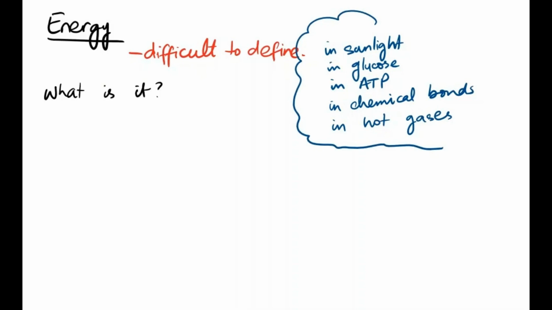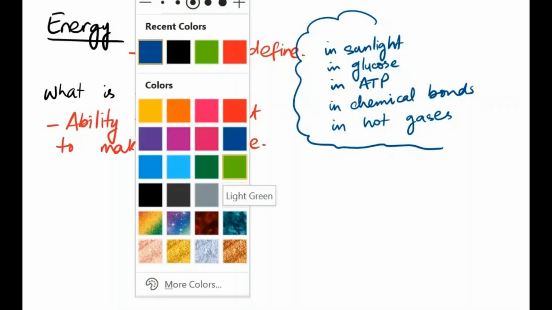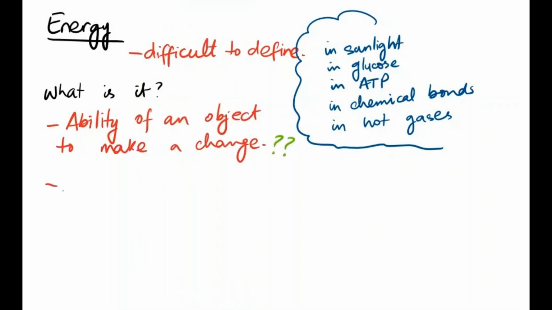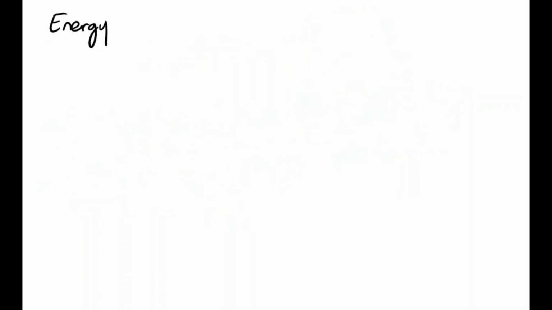So if we have to define it, we can define it as the ability of an object to make a change. Now, the ability of an object to make a change is also not so clear, in how we can understand this term. So we have another definition, where it says the ability of an object to do work. Now, it's easy to see what it means, but we are not clear about the definition of what work is then. So we'll leave with those two definitions and go back to the history of where the word energy came from.